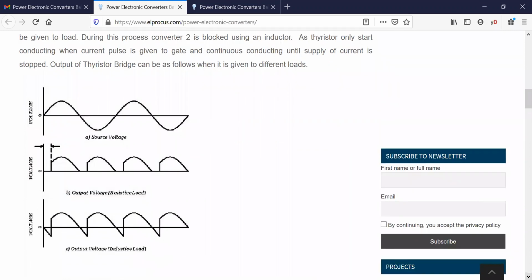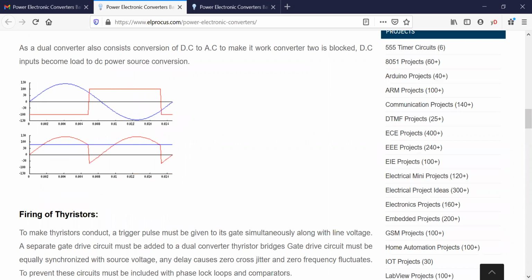Here we have a source voltage that will be a sinusoidal wave, right? Then we are getting an output voltage for a resistive load, so abruption will be there. The output voltage waveform for a resistive load will be like this. And when we are talking about the output voltage for the inductive load, the waveform is there, right?